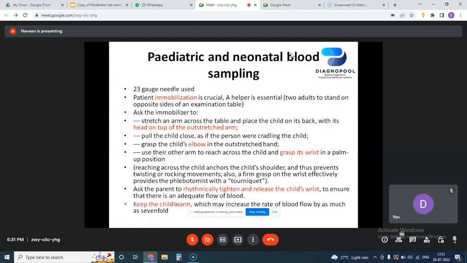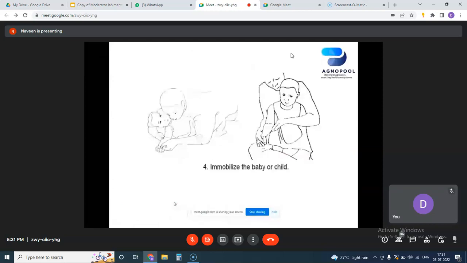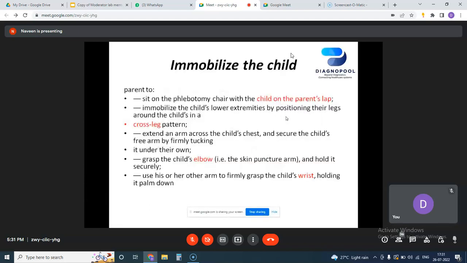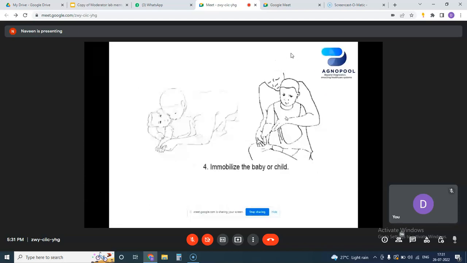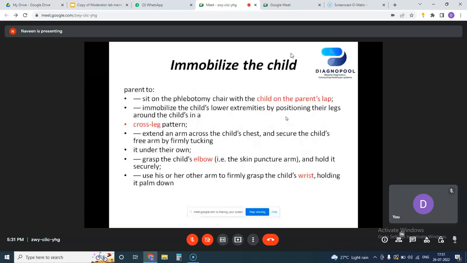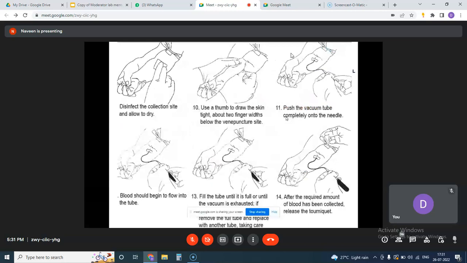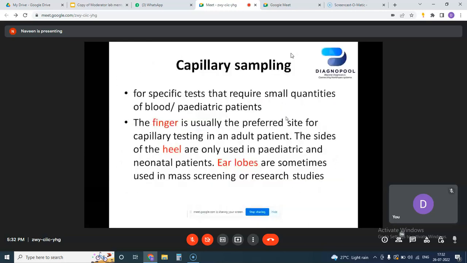If the child is exposed, that is, the dressing is not very appropriate, if the hands and chest are exposed due to cold, the veins will be contracted, so that it is not easy to draw the blood. And these are the same steps that I have told you before: applying disinfectant and drawing the blood.